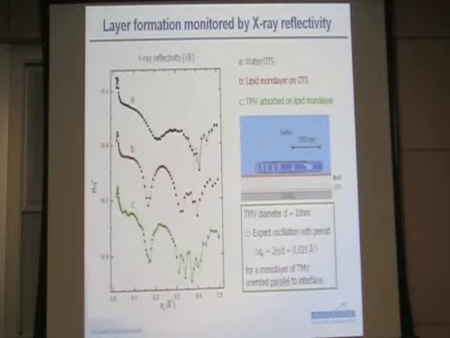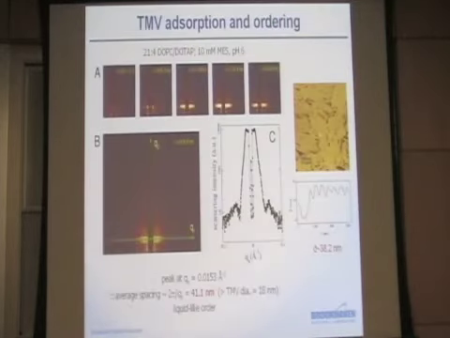Then we use X-ray reflectivity to monitor the growth of the monolayer. We find out it's a monolayer of the TMV at the surface. Then we use GISAXS to study the in-plane structure of the surface. You can see the in-plane scattering becomes stronger and stronger as time goes after injection. And from the first order peaks, we can know the average spacing is about 40 nanometers. TMV images show agreement with the X-rays.